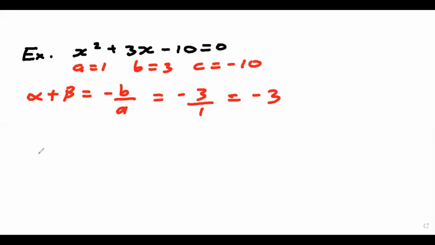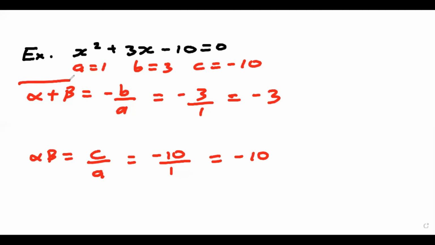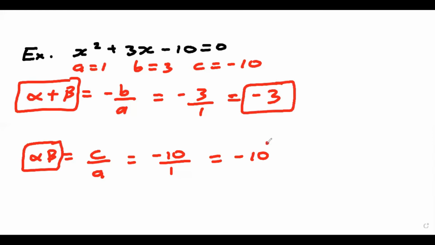Let's say we want to find the value for alpha times beta, which is a product. We know that the formula is c over a, and in this case, c is minus 10, a is 1, so that means the answer is negative 10. So using the same question, and using the values for alpha plus beta is minus 3, and alpha beta is minus 10.